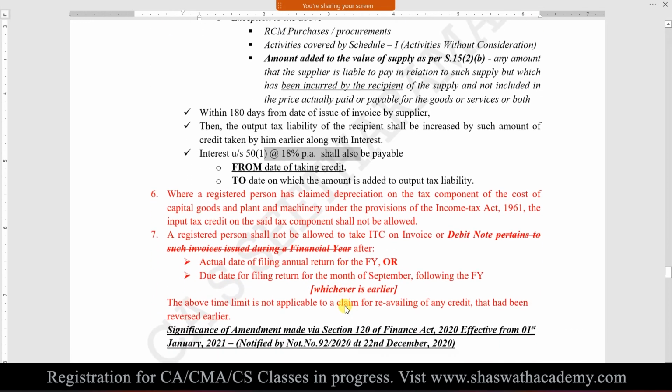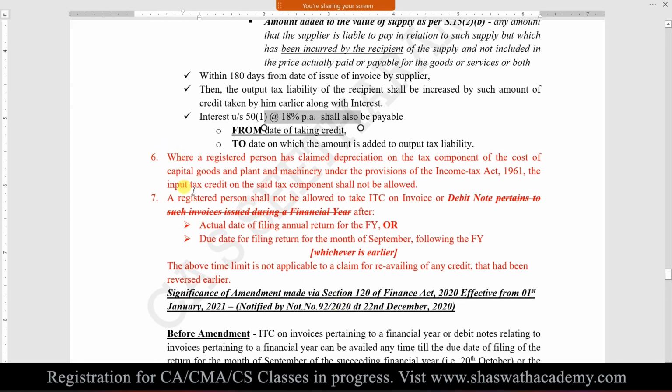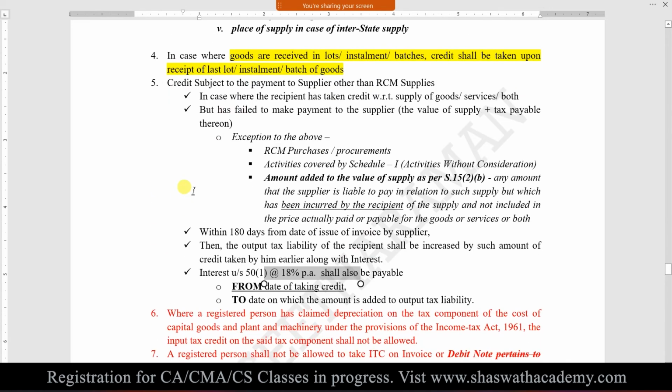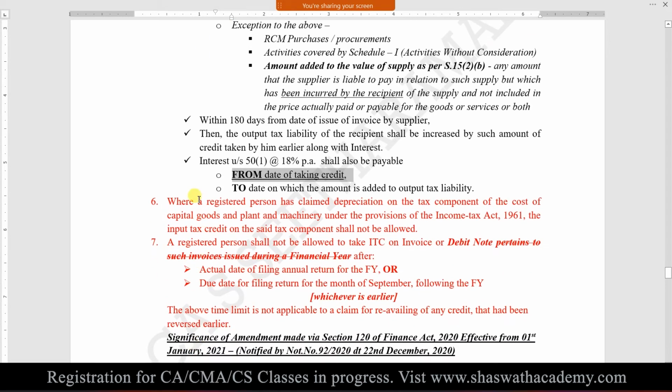Everybody? And point number 6. Guys, are you all comfortable with point number 5? Everyone? And a very intricate point you have to keep remembering is, if the creditor is not paid within 180 days, it is from the date of taking credit, not from the date of invoice. This is something you have to remember. From the date of taking credit, the 180 days criteria comes into picture. Okay. And the next one is point number 6.